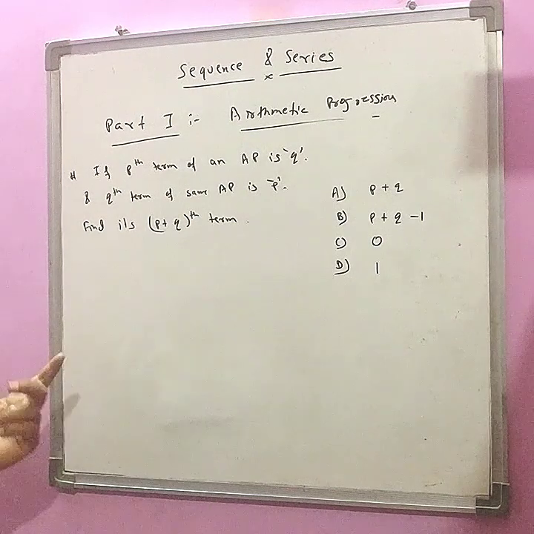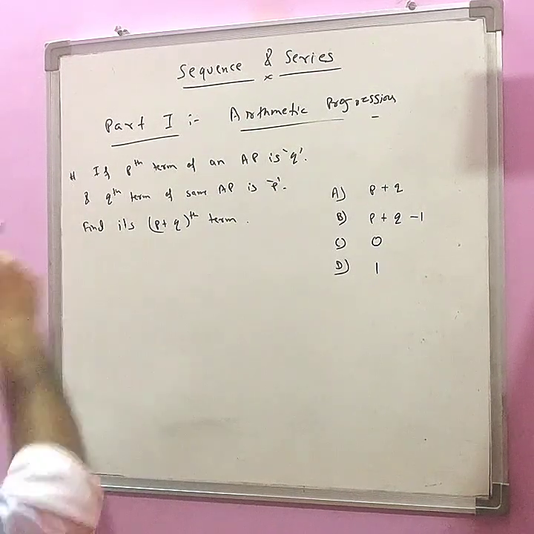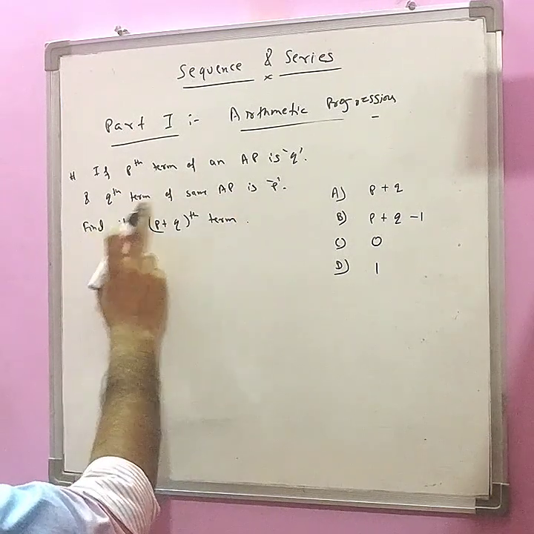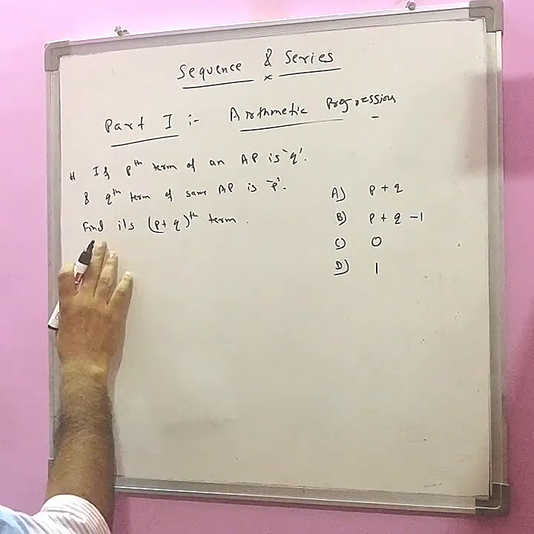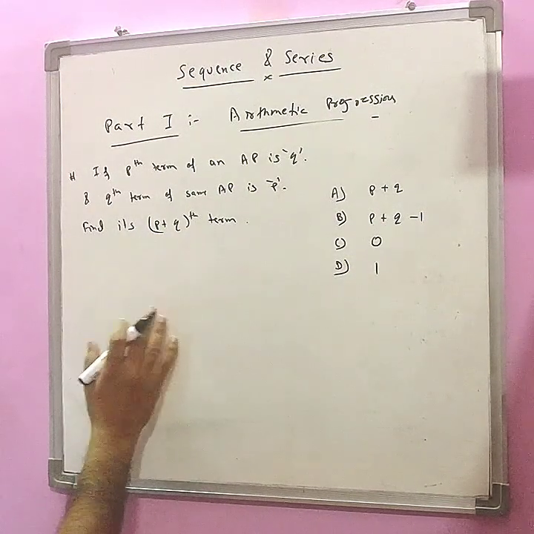Here we again have a very interesting question, and you are very aware of these kinds of questions. I think you have done it in the 10th class. So if the pth term of an AP is q and the qth term of the same AP is p, find the value of the p plus qth term. So you have to find the p plus qth term.